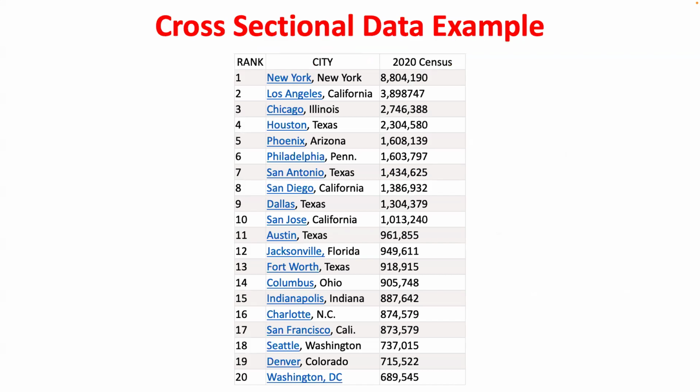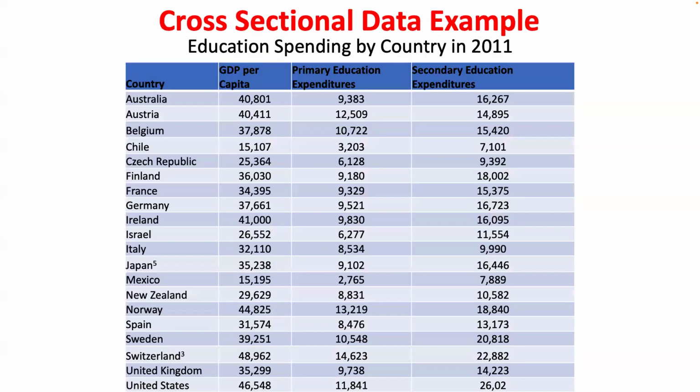So I think I've got some examples of data that we're going to be looking at. For cross-sectional, I've got a bunch of different cities and their population in 2020. I just chose the last census. This would be cross-sectional data.